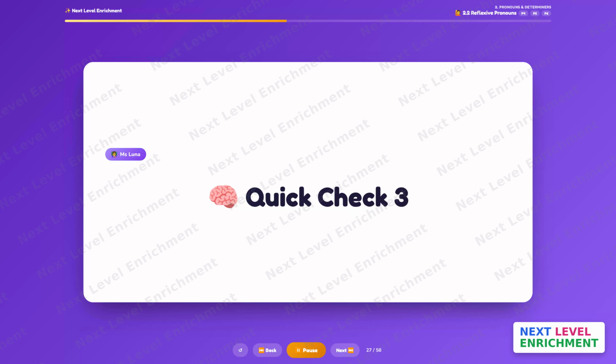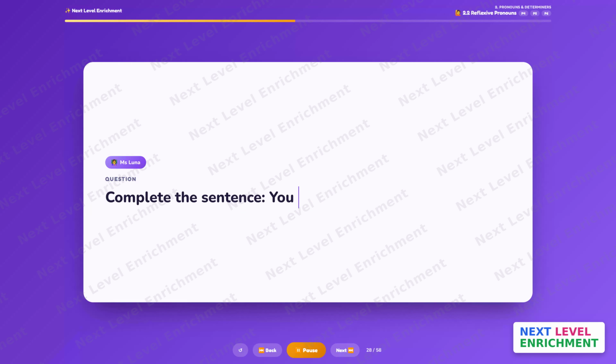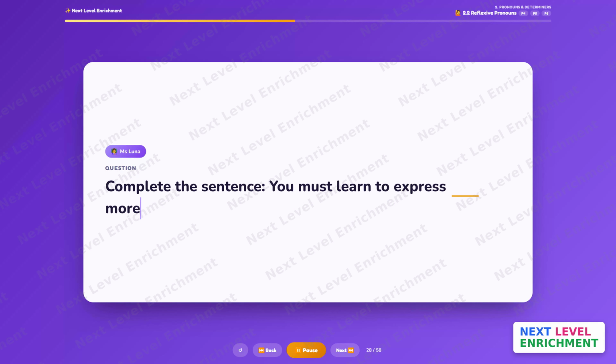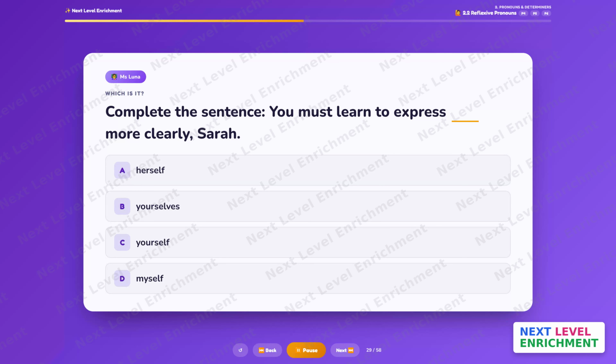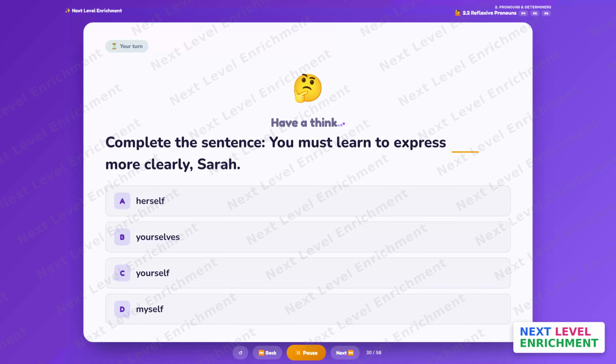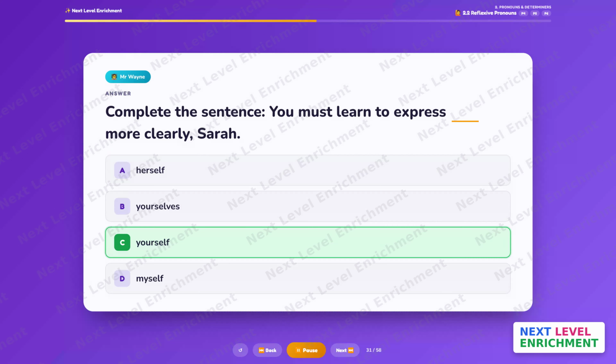Quick check 3. Complete the sentence. You must learn to express blank more clearly, Sarah. A, herself? B, yourselves? C, yourself? D, myself? The answer is yourself. Sarah is one person being addressed, so the reflexive pronoun is yourself.